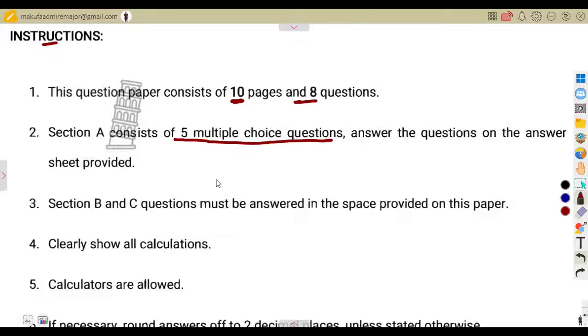Remember what I said when we answered that June 2015 question paper? I told you guys they are going to give you a part of multiple choice. Yes, they can give you that. They cannot give you that. It just depends. Then section B and C questions must be answered in the space provided on this paper. We are given the spaces to answer.